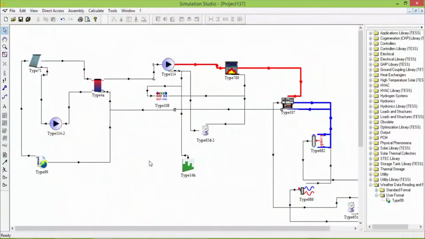So it's working very well. So we will add some equations here. For example, I want to operate the solar collector only when the outlet temperature is greater than the inlet temperature. So I will add an equation here.